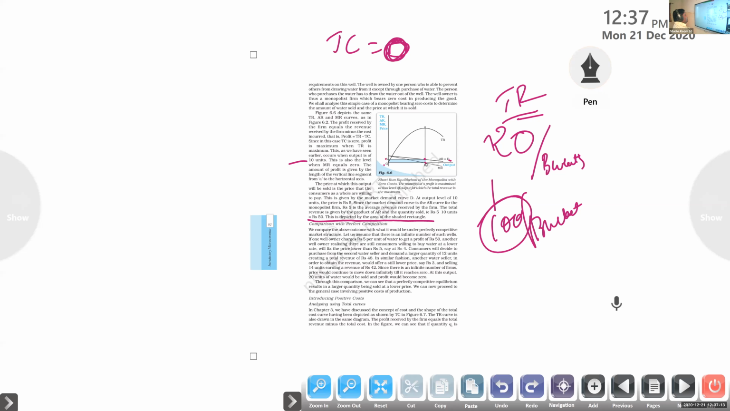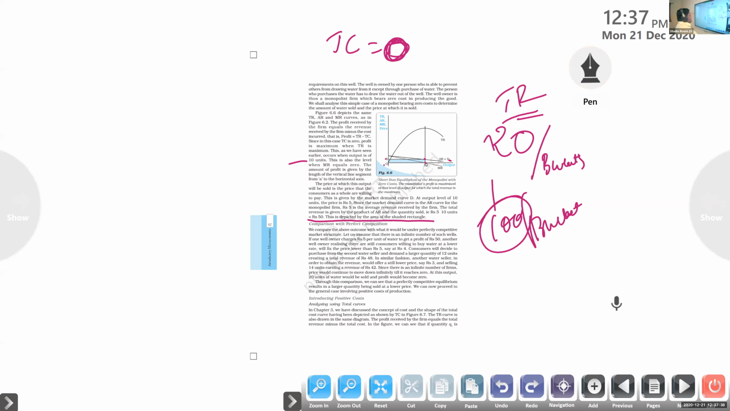Check that figure one more time. TR curve is there, AR curve is here, MR is there, and the price. All things are provided. Observe it one more time. So figure 6.6 says that in the short run equilibrium of the monopolist with zero cost, the monopolist's profit is maximized at that level of output for which the total revenue is maximum.